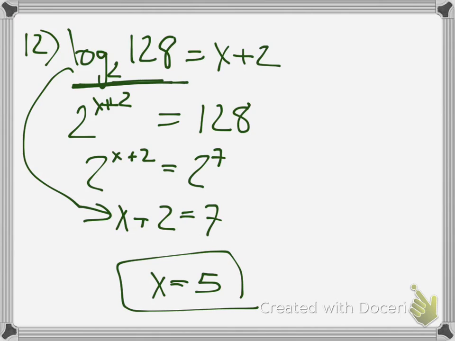Now again, if you type this in the calculator, log base 2 of 128, you'll literally go from this right here to that 7. So you would just be saying x plus 2 equals 7, and then you could easily figure that out from there. Again, it's what you remember how well. Alright, number 13.